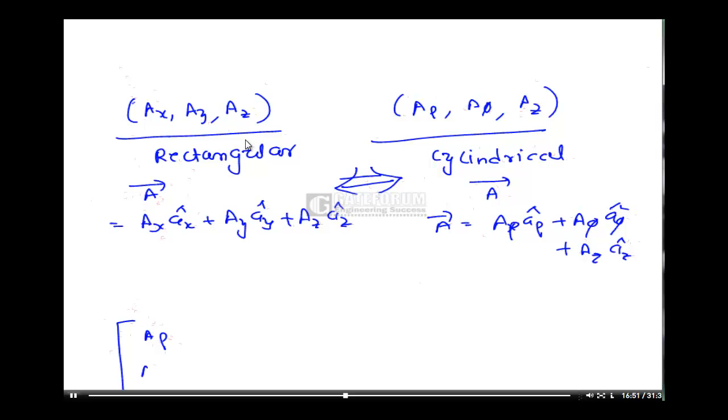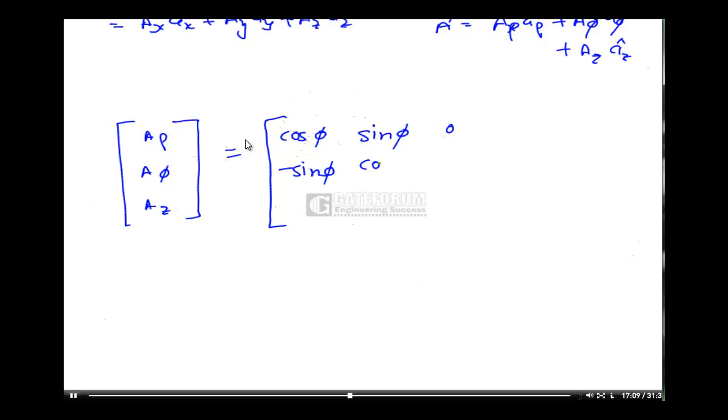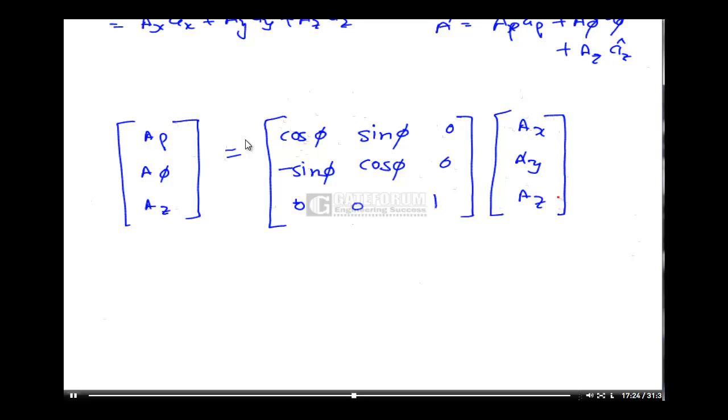A rho, a phi, az is equal to the matrix cos phi, sin phi, 0; minus sin phi, cos phi, 0; 0, 0, 1, times ax, ay, az. So we can prove these things very easily. Of course, here I am not going for proofs.